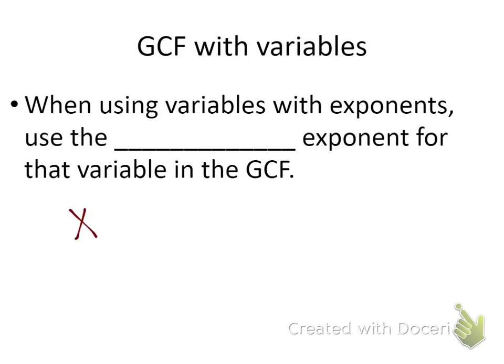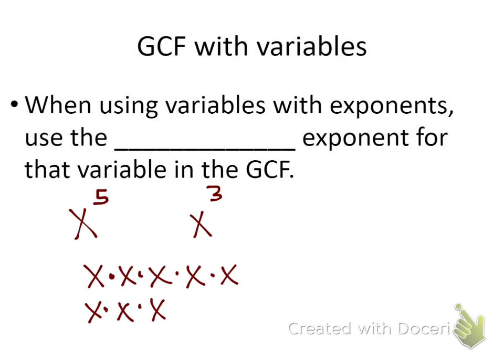If I have x to the 5th and x to the 3rd, what's the greatest common factor of x to the 5th and x to the 3rd? You have to think, how many x's do they have in common? So if I have 5 x's, I could write it out like this, right? And if I have 3 x's, I'd write it out like this. Well, to find how many they have in common, I circle them, right? How many x's do they have in common? 3. So it's x to the 3rd.